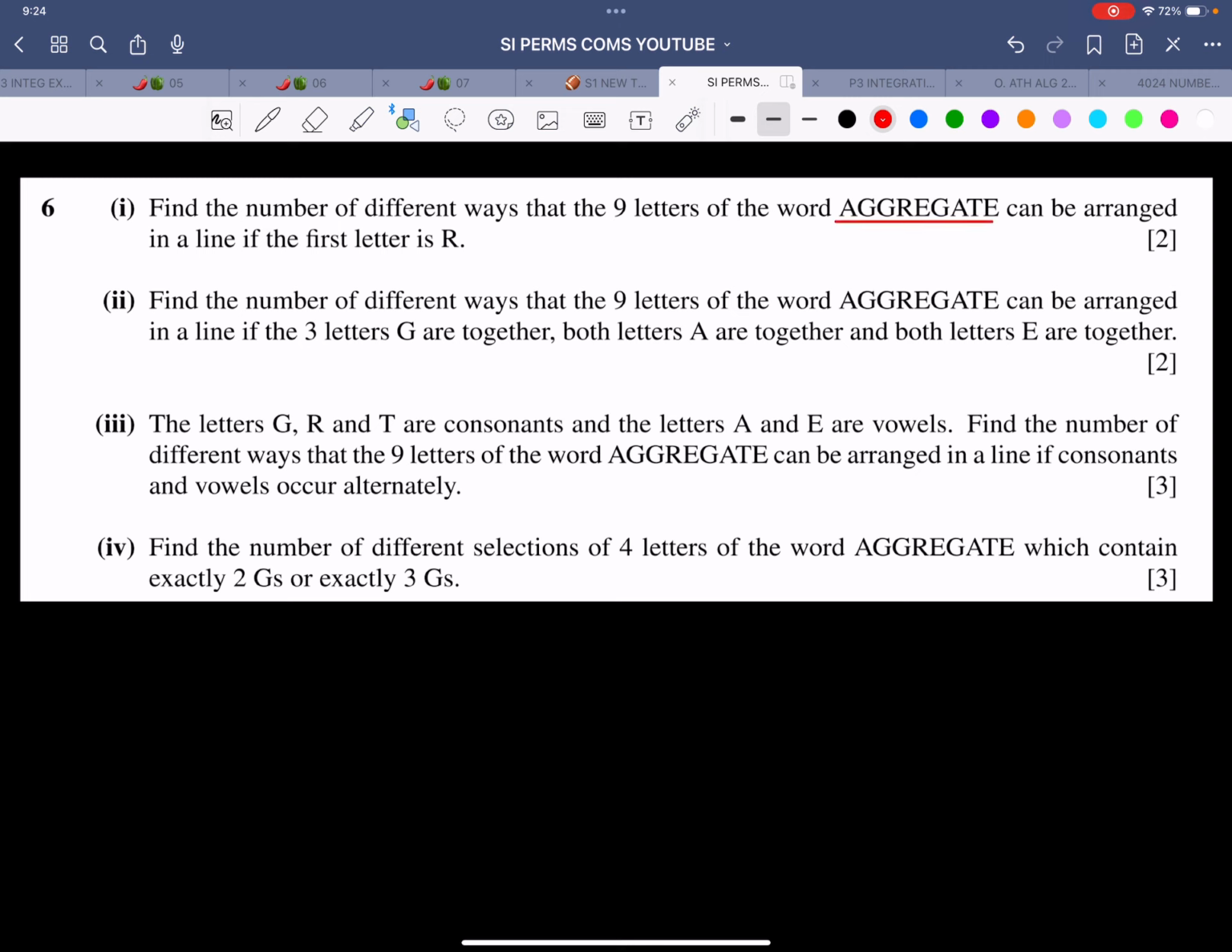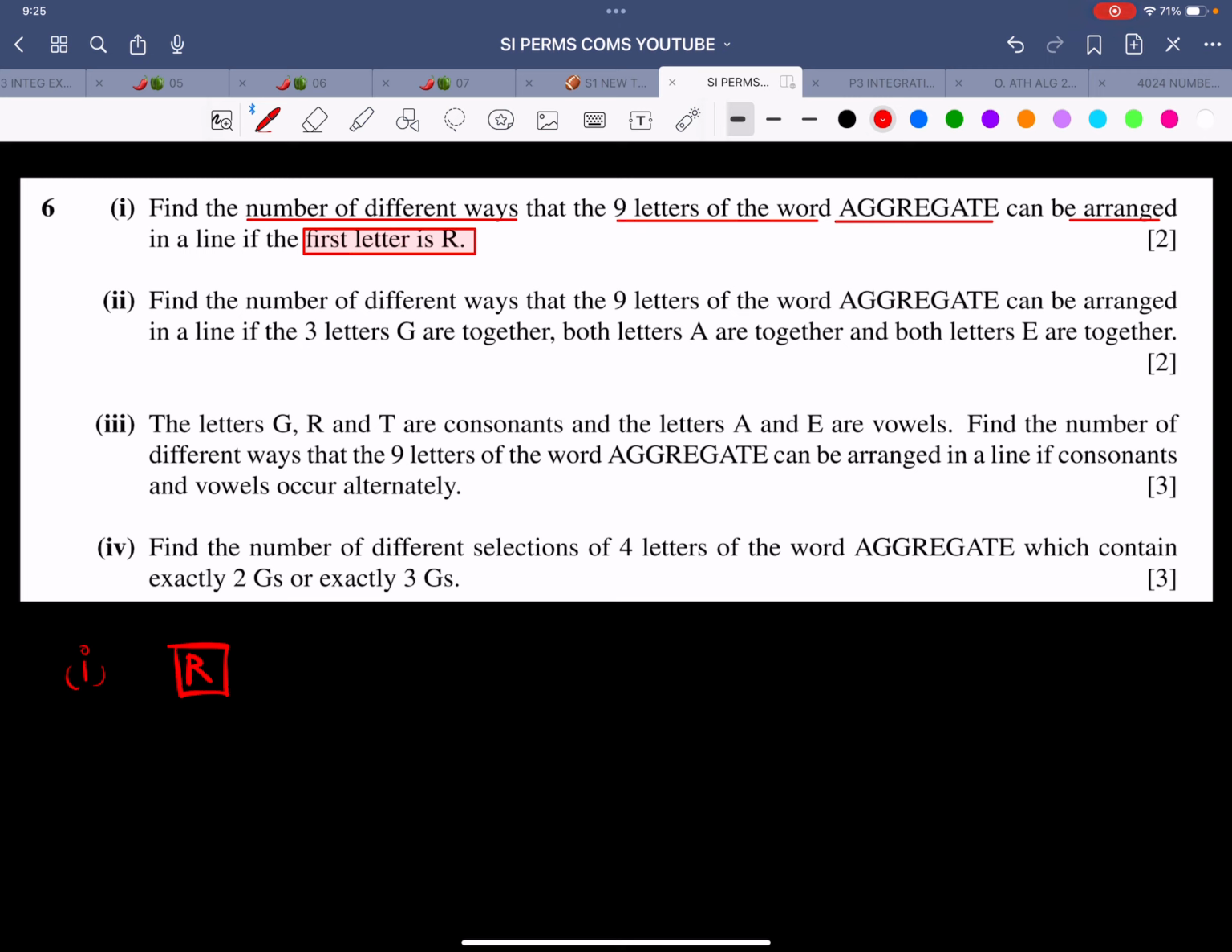So we have a word aggregate. We have to arrange the number of different ways that all the 9 letters of the word can be arranged provided the first letter is an R. So let's get started with the first part. Part 1, the first part. Let me write R at the beginning and this is fixed.